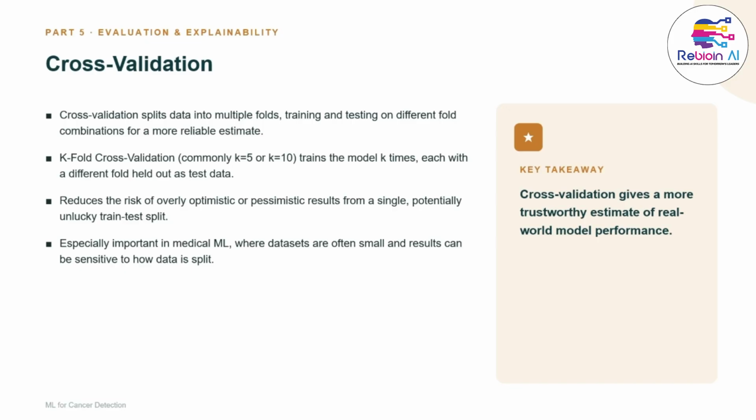Cross validation solves this by testing more thoroughly. In k-fold cross-validation, we split the data into, say, five equal folds and train the model five separate times, each time using four folds for training and holding out a different fold for testing. We average the five scores together, giving a much more trustworthy estimate of real-world performance. This matters especially in medical ML, where datasets are often small and so results can be sensitive to exactly how the data gets split.